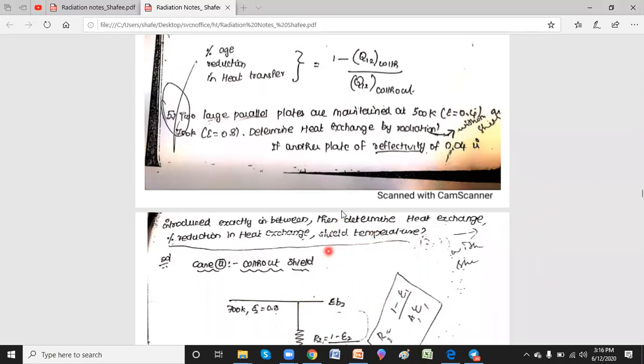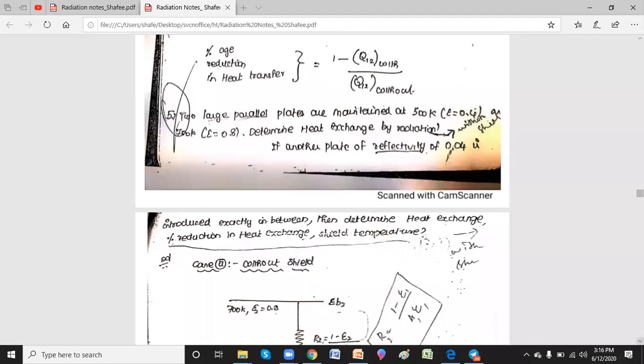That T3 I can find out by this procedure. So hope you have understood here. So one is 500 Kelvin, second one is 750, epsilon 1.4, epsilon 2.8, epsilon 3 is 0.04. Okay, so the problem goes like this.